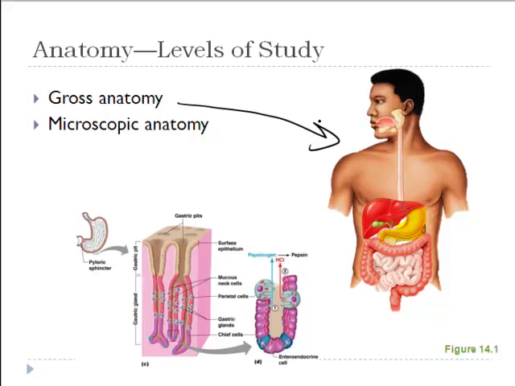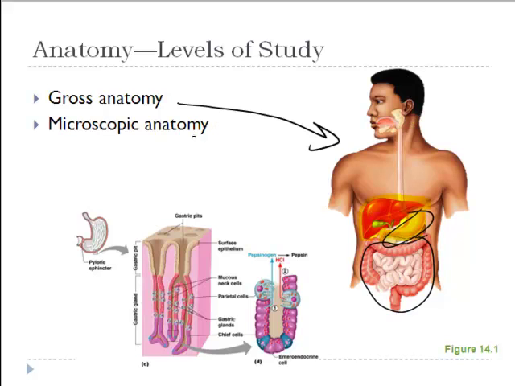So when we're dissecting a cadaver, when you're dissecting a fetal pig later in this semester, you'll be looking at the gross anatomy. Here we have the digestive system. You can see here the different organs. We've got our liver here. We've got our large and small intestine here. We've got our stomach, the esophagus, all of this is the gross anatomy you can see.